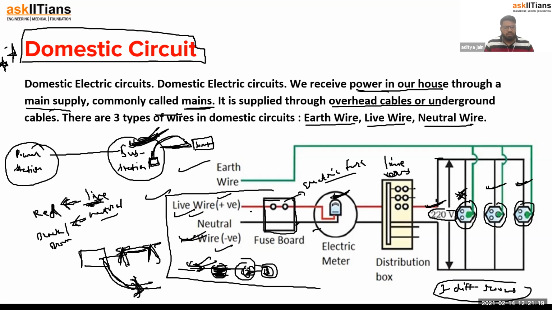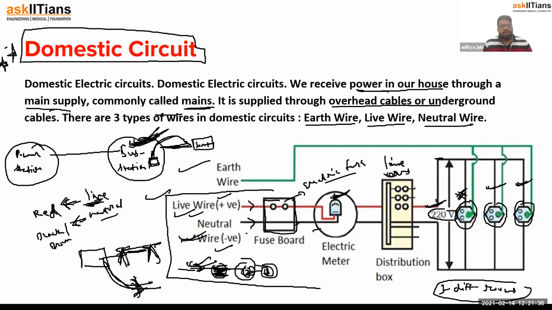And you see the live wire and neutral wire are coming. Live wire is red, neutral is black. It is coming into your fuse board. From the fuse board, it is going into the electric meter, then into the distribution box, from where it is distributed into different places with the help of line cables.